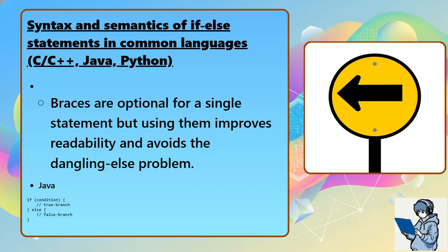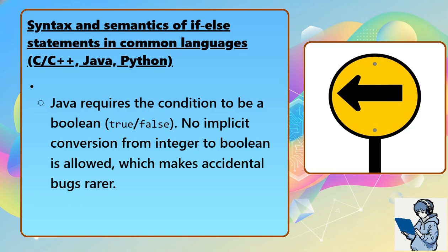Java, if condition open brace true branch close brace, else open brace false branch close brace. Java requires the condition to be a Boolean true or false. No implicit conversion from integer to Boolean is allowed, which makes accidental bugs rarer.